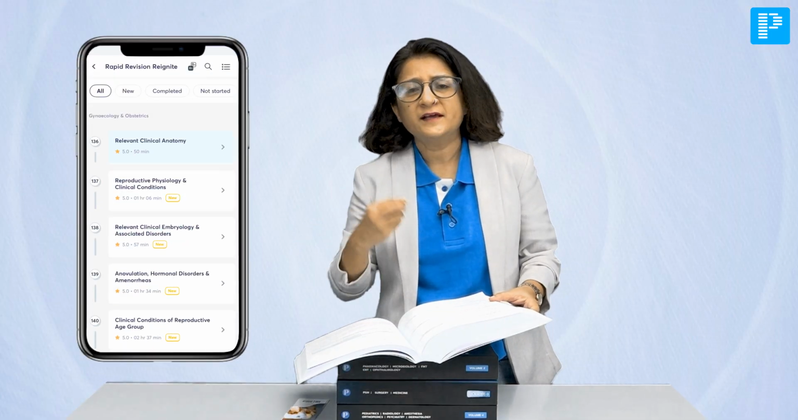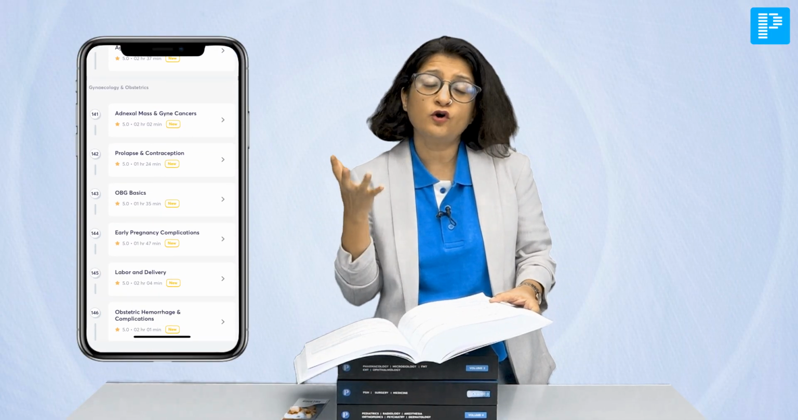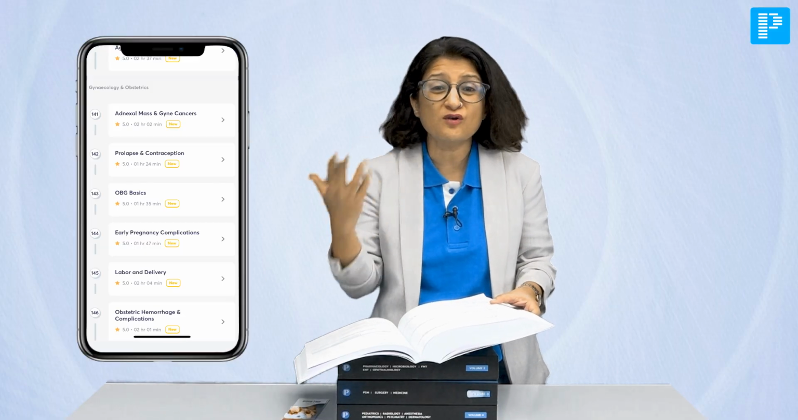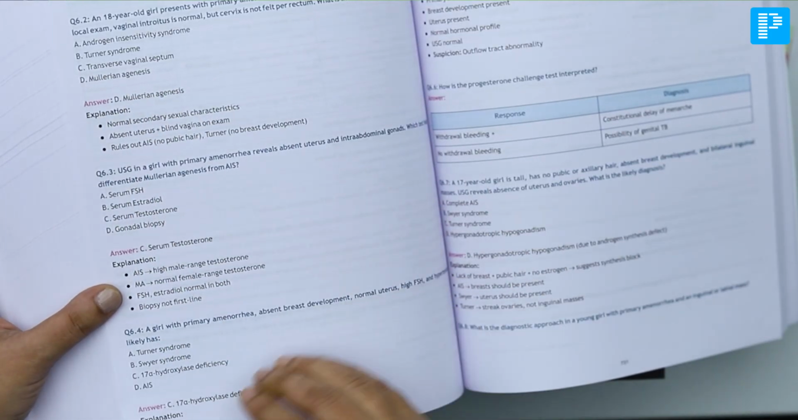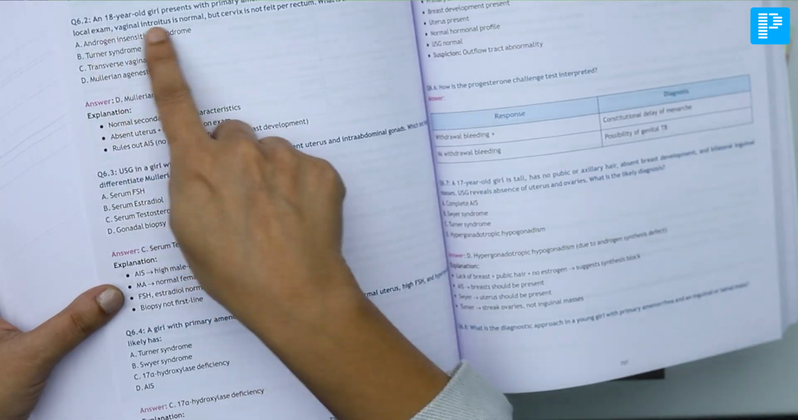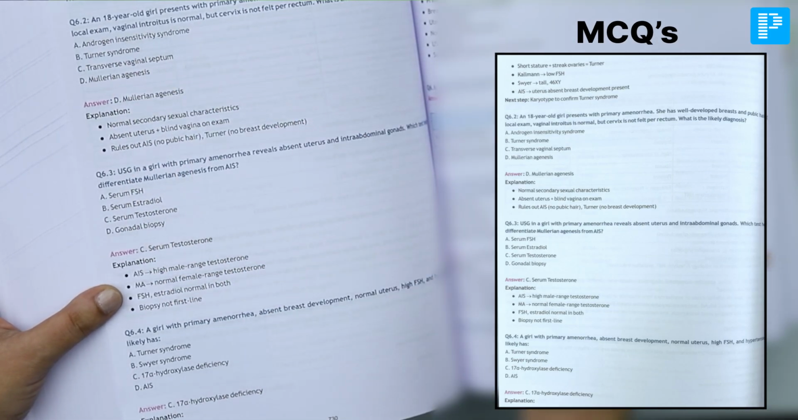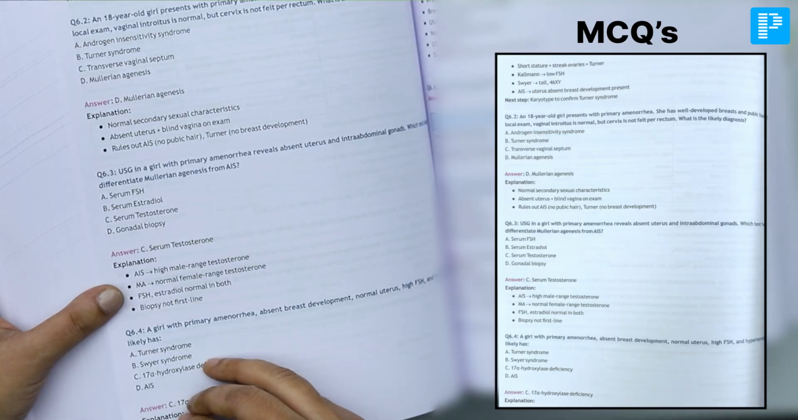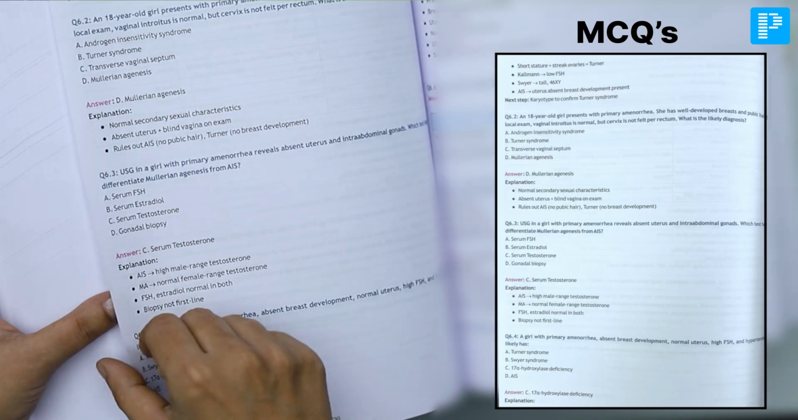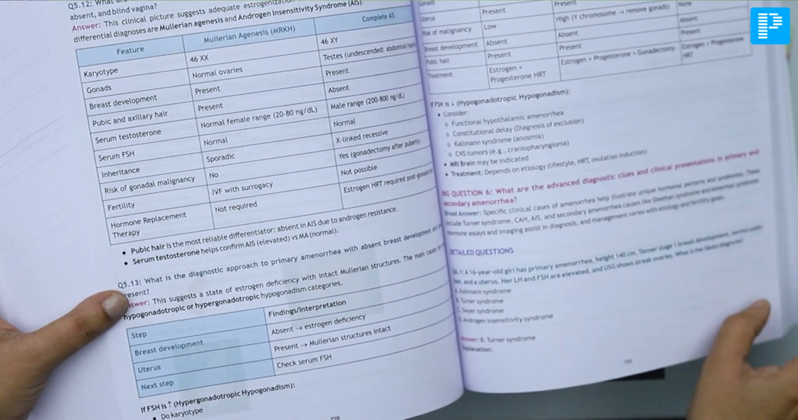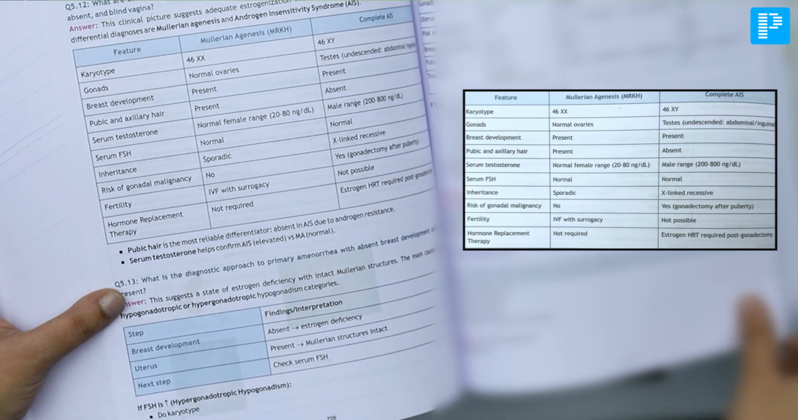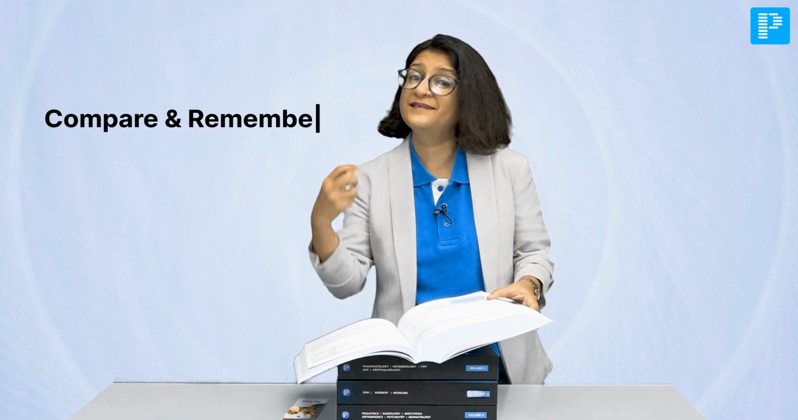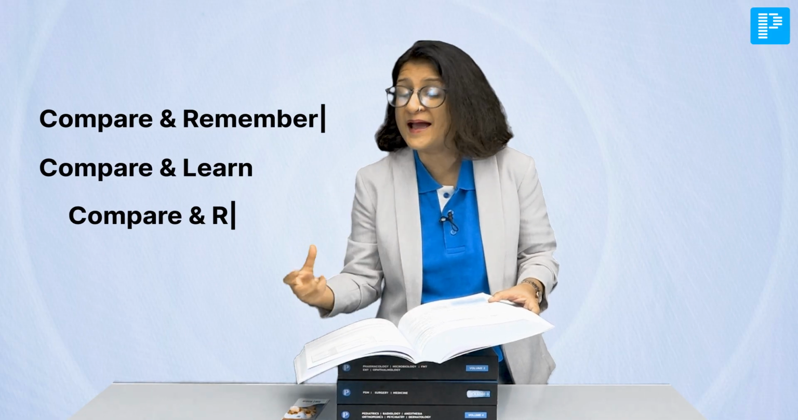And just like in my rapid revision videos, I've incorporated MCQs and try to solve those MCQs in the videos to help you understand how you go about question solving. Well, those very same MCQs are also a part of your rapid revision notes as well. So you can see here a question is given, 4 options are there, your answer and explanation is also there. And this is from the chapter on amenorrhea, again a very hot topic for your exams as well. And you can see all the important differentials, they are given in a tabulated form for you to compare and remember, compare and learn, compare and recall.